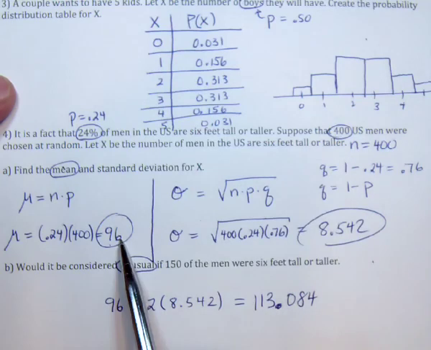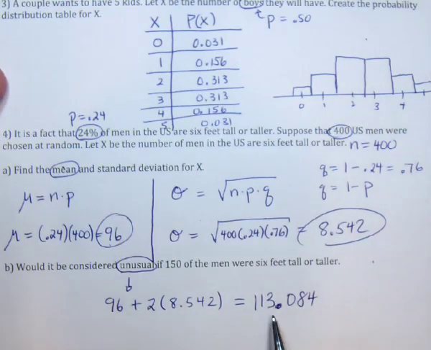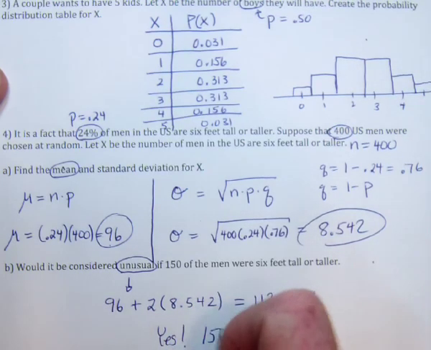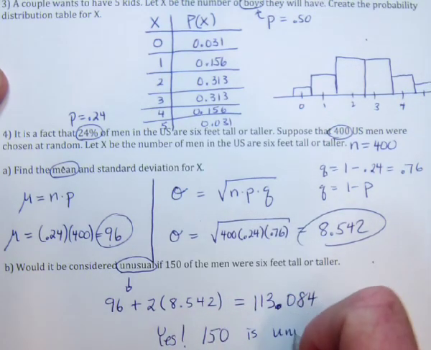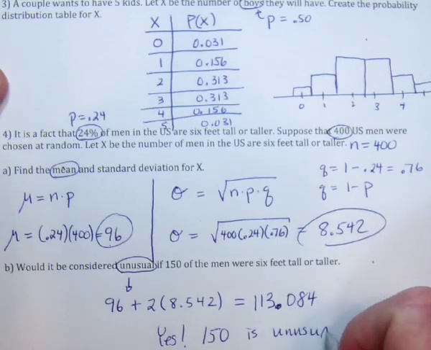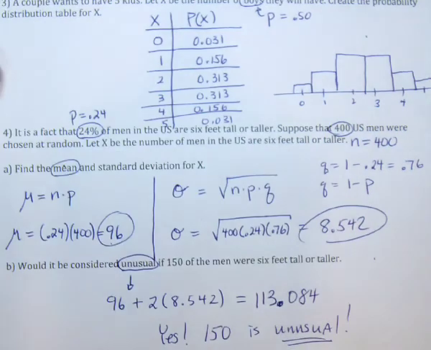So in other words, if there was a meeting of 400 men, on average you would expect about 96 of them to be tall. At the uppermost, there's probably 113 that are tall. This is saying, what if you had 150 of them? I'd say then you're at some type of basketball situation because that's pretty unusual. So yes, 150 is unusual. Okay, that's it for Chapter 5.